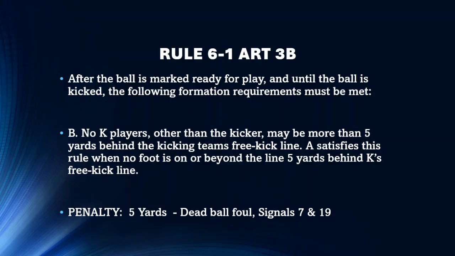Before we look at our next plays, we're going to look at Rule 6.1, Article 3B. And it states that after the ball is marked ready for play and until the ball is kicked, the following formation requirements must be met. And B, it says no K players other than the kicker may be more than 5 yards behind the kicking team's free kick line. A satisfies this rule when no foot is on or beyond the line, 5 yards behind K's free kick line. The penalty is 5 yards. It's a dead ball foul, and signals 7 and 19 are used.